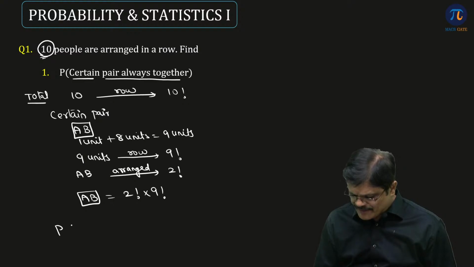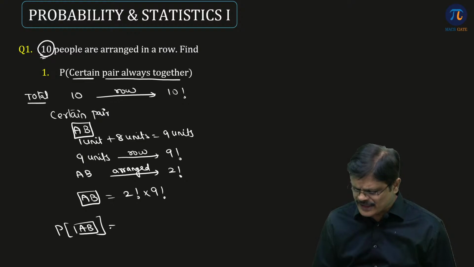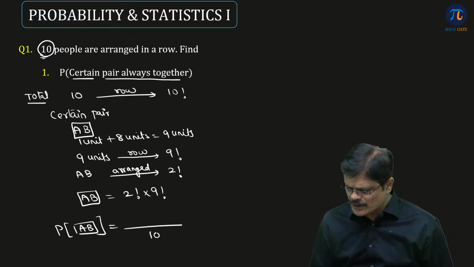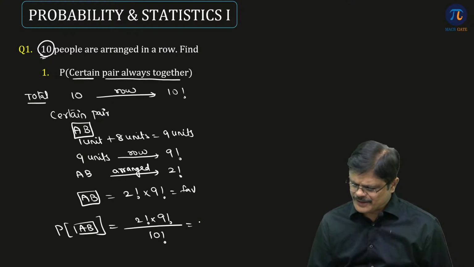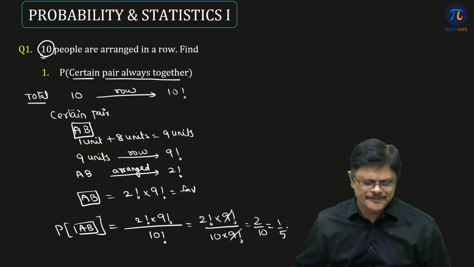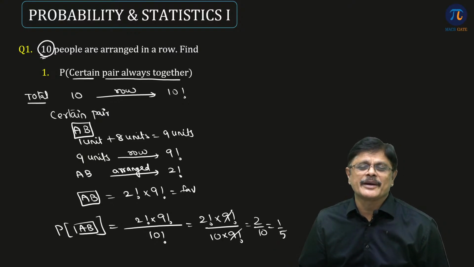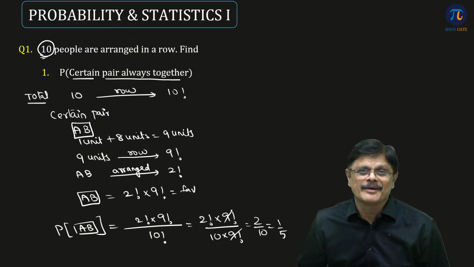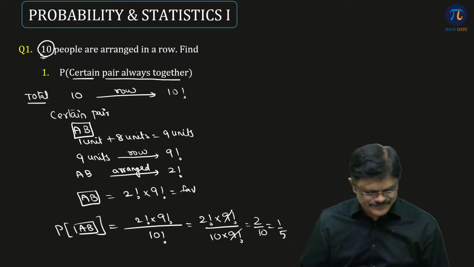But I want the probability for this. The number of arrangements in which a certain pair is always together is given by: the denominator is the total, that is 10 factorial. The numerator is favorable, that is nothing but 2 factorial into 9 factorial. So 2 factorial into 9 factorial upon 10 factorial can be written as 2 into 9 factorial upon 10 into 9 factorial. So that is nothing but 2 by 10, that is 1 by 5. So what is the probability that a certain pair is always together? It is 1 by 5. Is the idea clear?